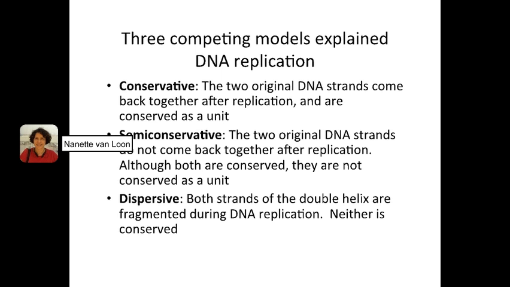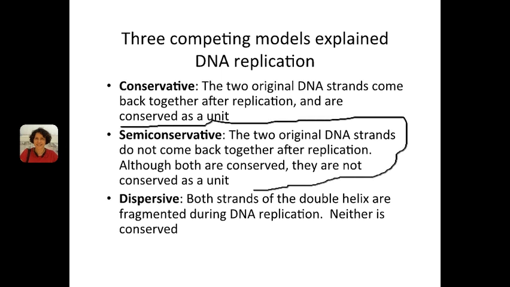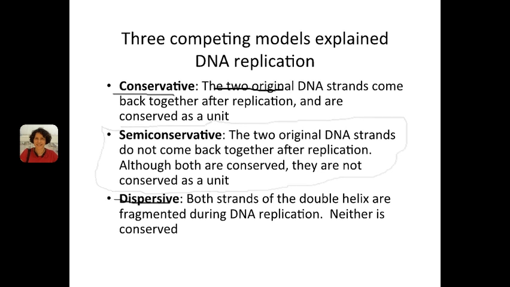As soon as Watson and Crick published their paper and talked about how they thought DNA replication could occur, they suggested the semi-conservative model. There were two other models that were also proposed by other people, known as the conservative model of DNA replication and the dispersive model. According to the conservative model, the two original DNA strands that serve as templates during replication do come back together after replication is finished, and they're conserved together as a unit. That's why that was called conservative replication.